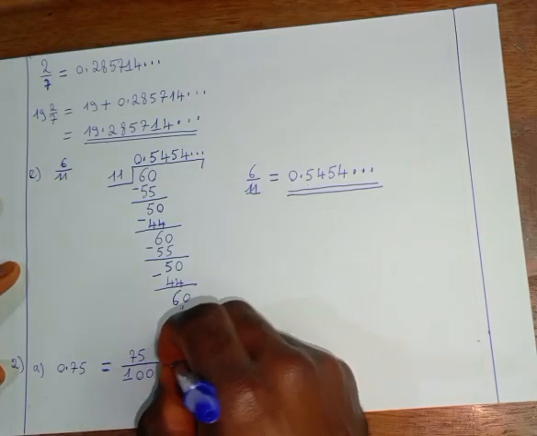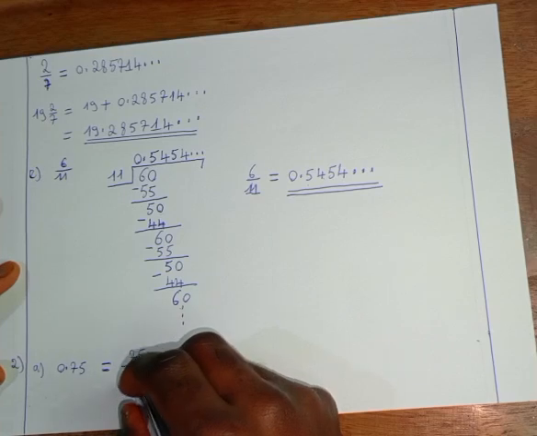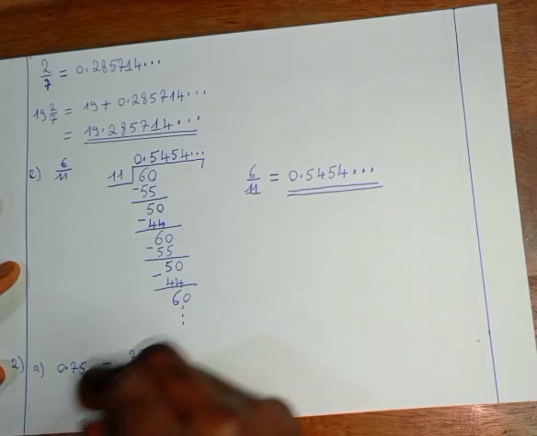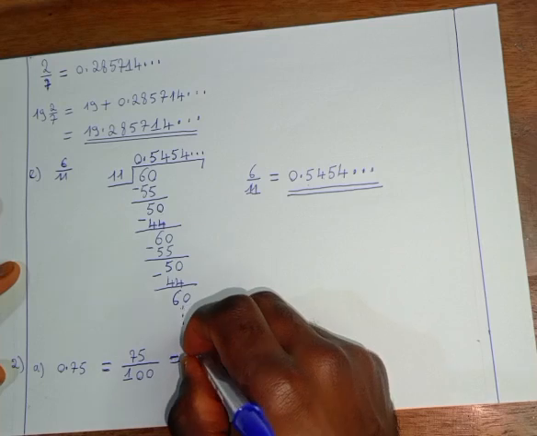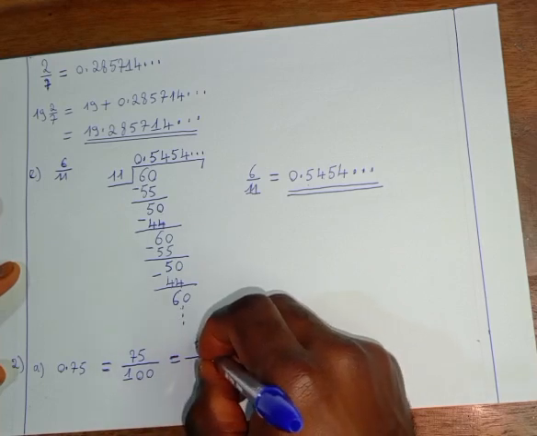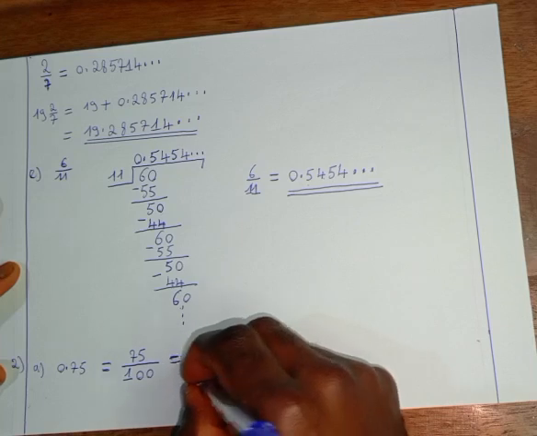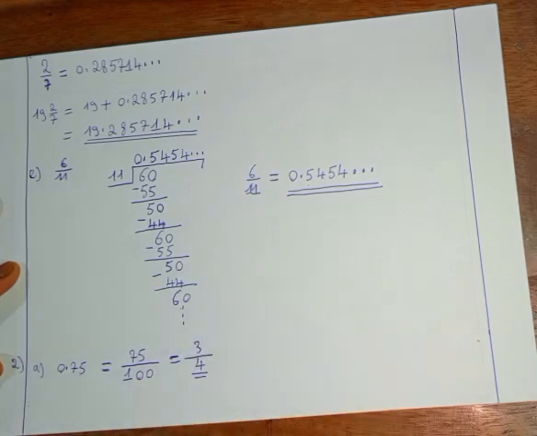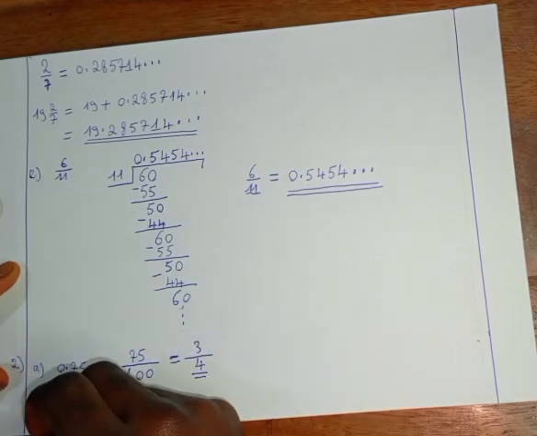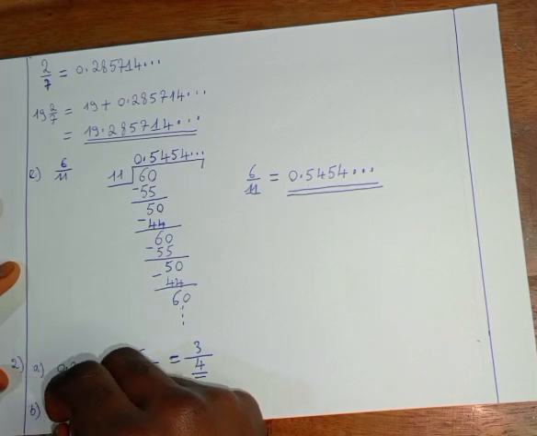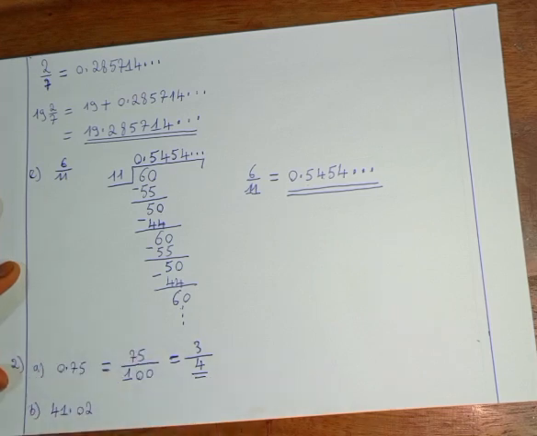Next, if we simplify, we know the HCF of 75 and 100 is 25. 75 divided by 25 gives us 3. 100 divided by 25 gives us 4. So this will give us 3/4. Next, we go to B. We have 41.02.